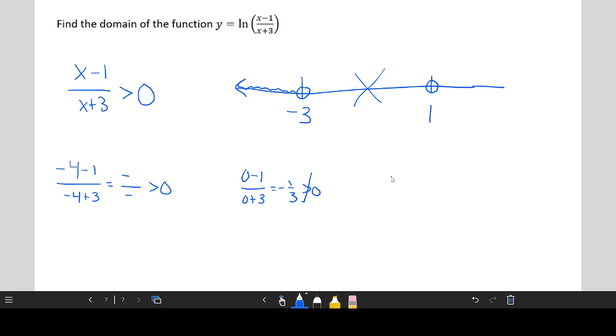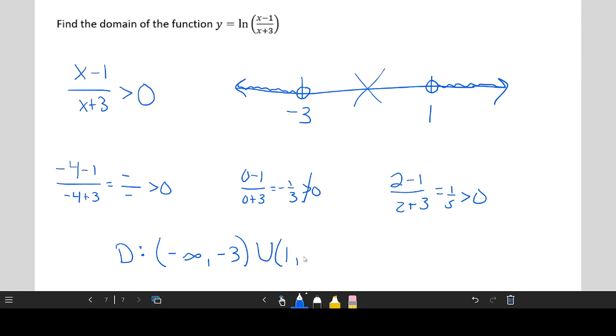But let's test something to the right of that. And we get a positive number there, which is what we want for the inputs of this log function. We want positive numbers. So the domain of this log function is the set of numbers that are less than -3 or greater than 1.